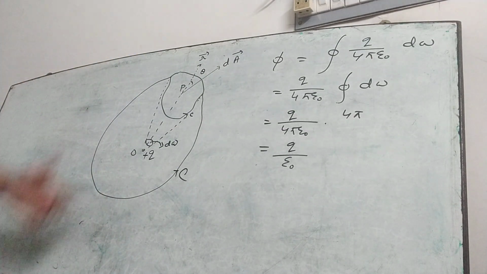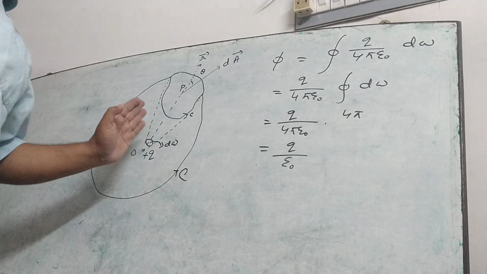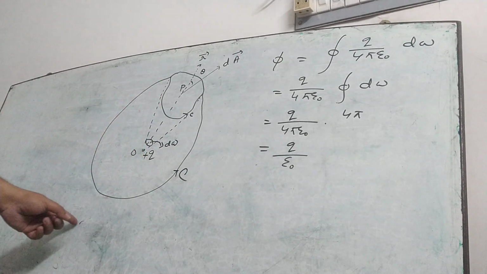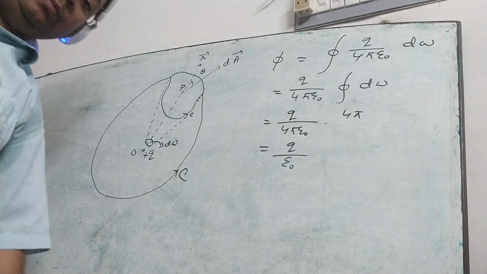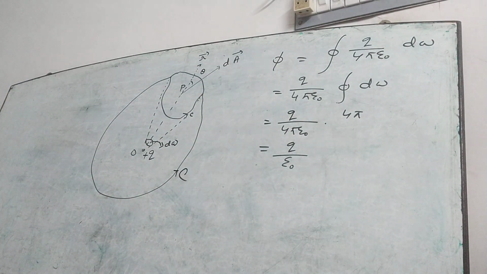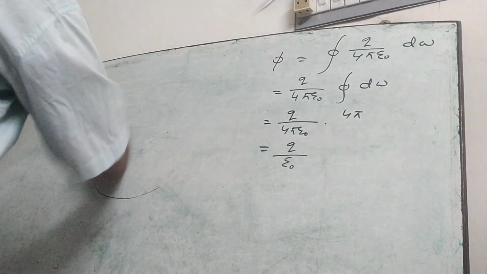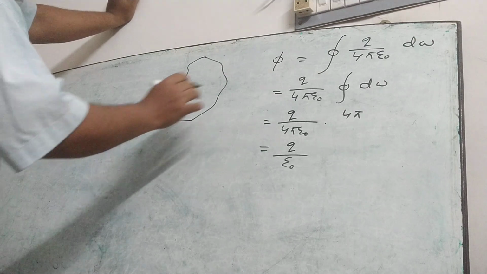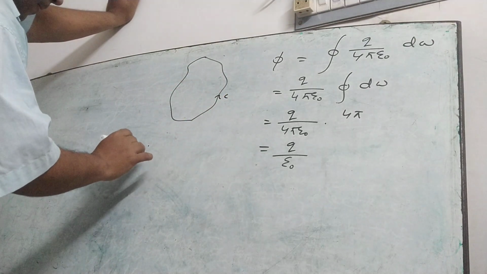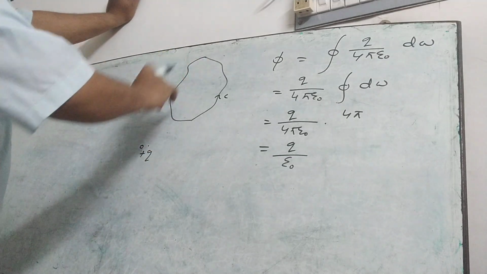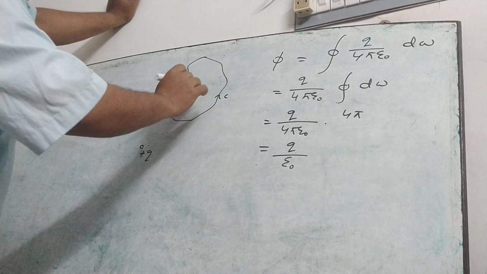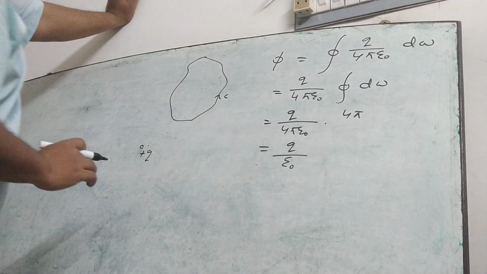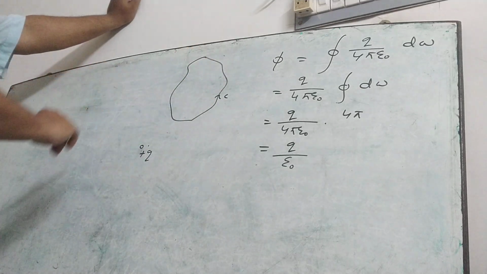Okay, but if the charge q is placed outside the closed curve C, then what will be the result? The flux will be 0. That is, when plus q is situated outside the surface A, or outside the boundary which is closed by C, then the total electric flux passing through the surface is equal to 0. Why?